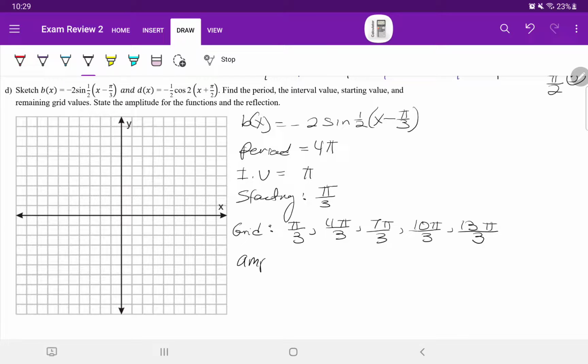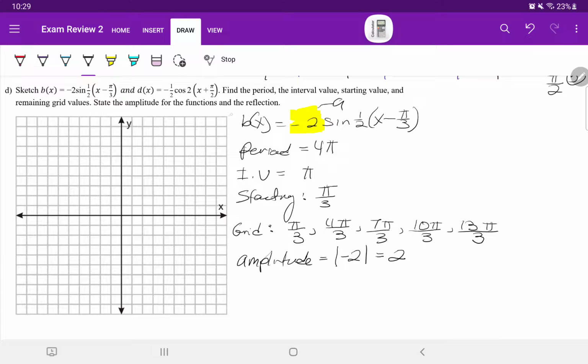The amplitude is the absolute value of the number being multiplied in front of the function. So it is the absolute value of negative 2. And the absolute value of negative 2 is positive 2, which means the highest value this function can obtain is going to be positive 2. The lowest is going to be negative 2.